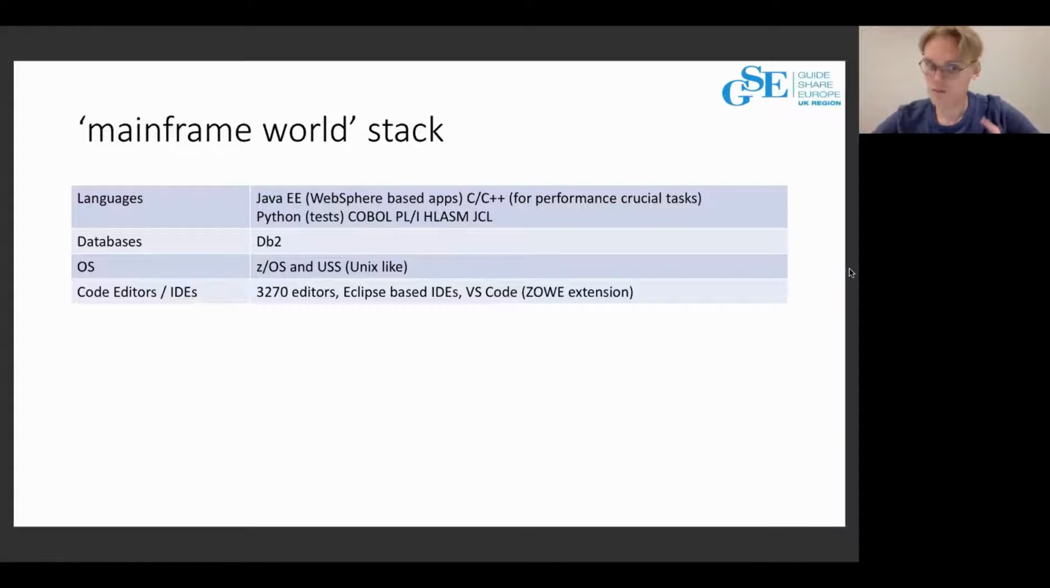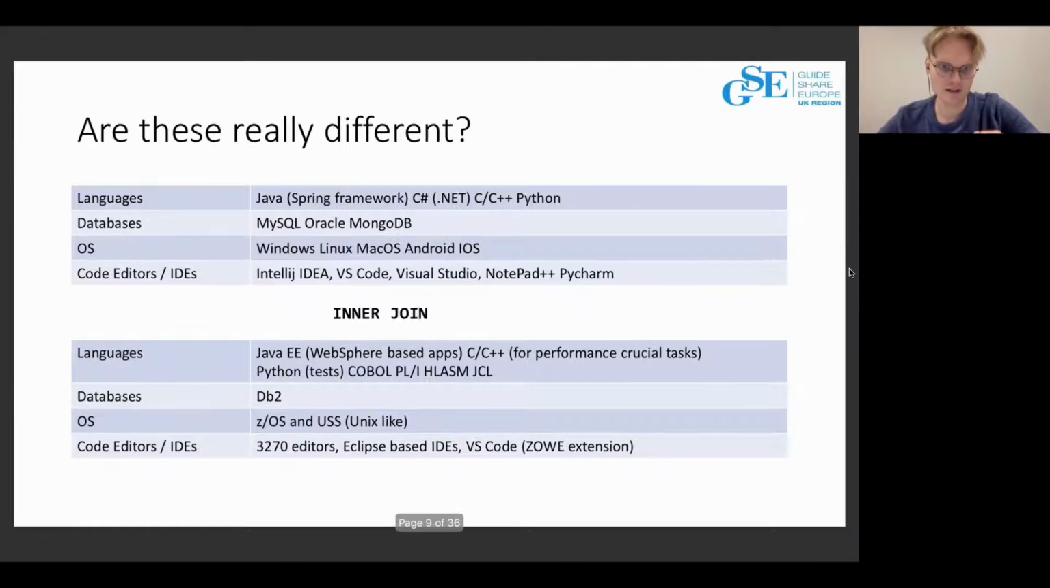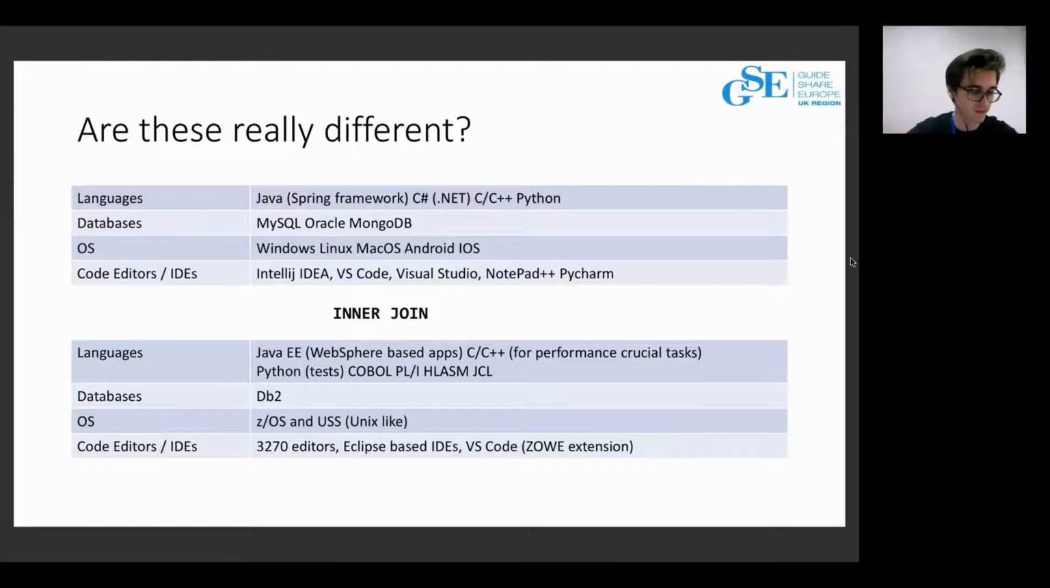Code editors, that's interesting. We got 3270 editor, terminal, background screen, Eclipse-based IDEs, and VS Code Zowe extension. And it looks like something we have already seen on the slide before. Let's compare these two tables and merge them as I write here. It's an inner join. So let's do that.